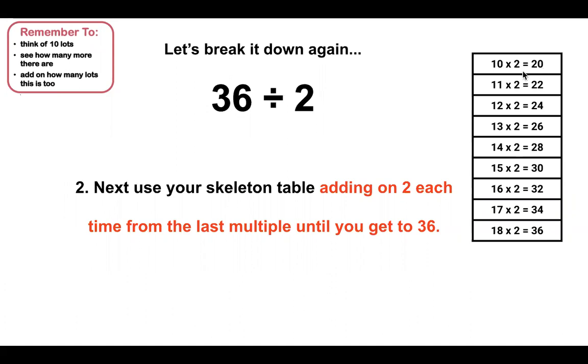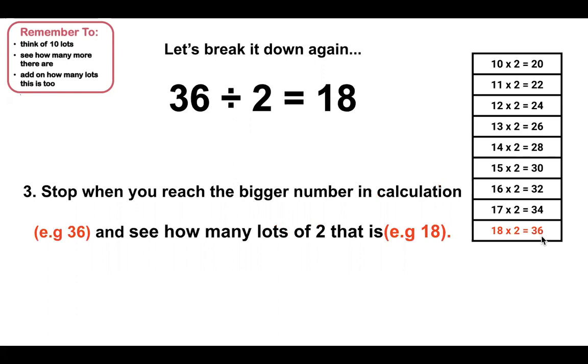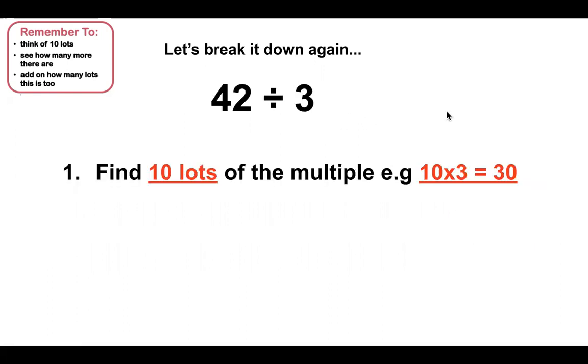So starting at my 10 lots of 2, which are 20, adding on 2 each time until I get to 36. 20, 22, 24, 26, 28, 30, 32, 34, 36. Stopping when I reach 36 because that is the bigger number in the calculation, and that shows me how many lots of 2 that is, and it tells me there are 18 lots of 2 that make 36. That makes 18 my answer.